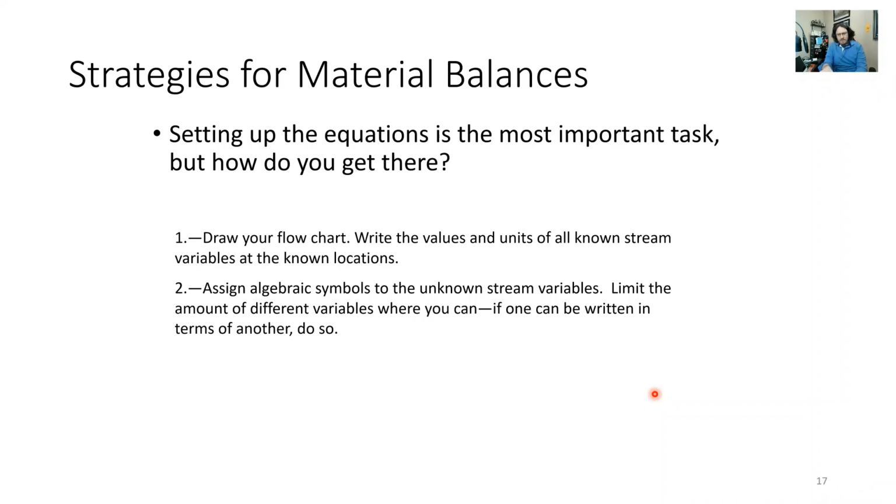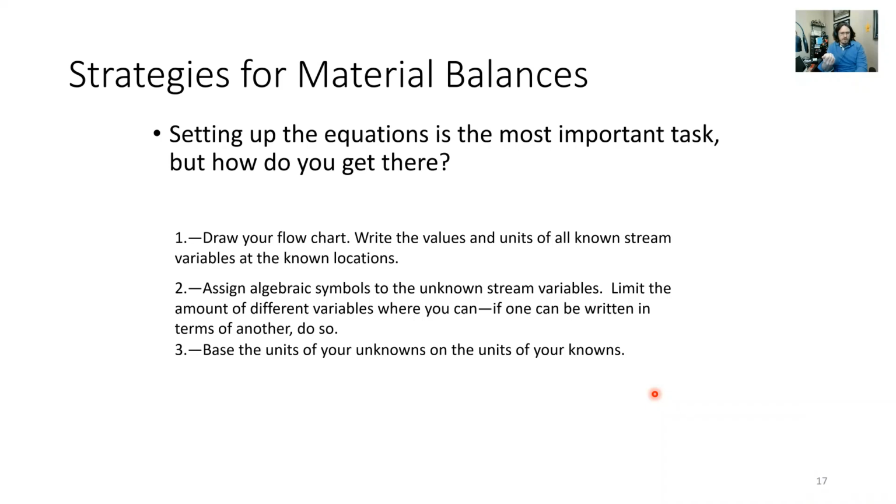And pay attention if you have to convert between mass flow rate and molar flow rate or volumetric flow rate, like we did on this molar flow rate problem. We had to convert the volumetric flow rate to molar flow rate, and we actually converted it to mass flow rate on our way to molar flow rate. So anyway, if one can be written in terms of another, do so. If one of the flow rates is 2 times the other, or something like that, you can limit the amount of variables you have. If you limit your variables, you limit the amount of equations you need.